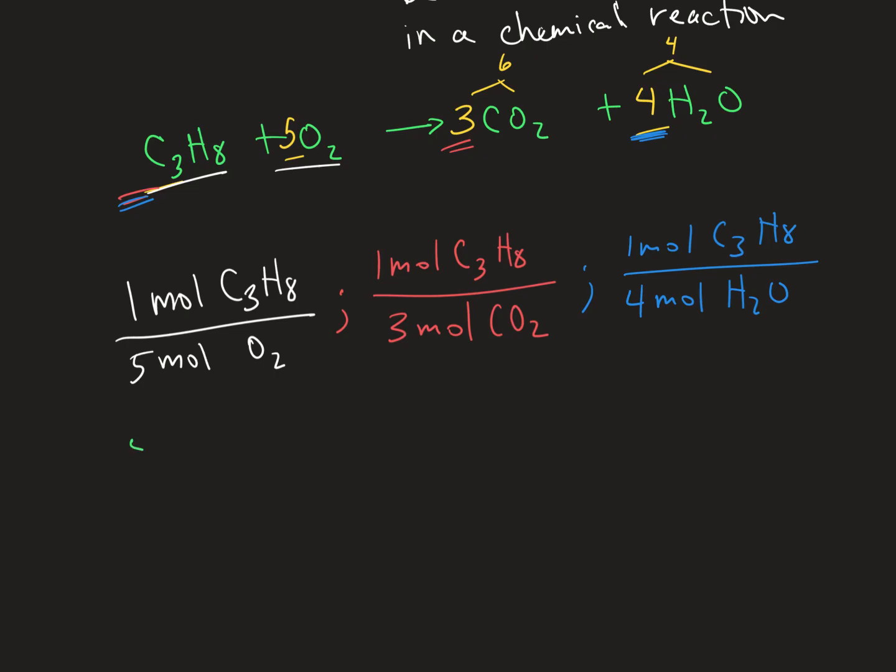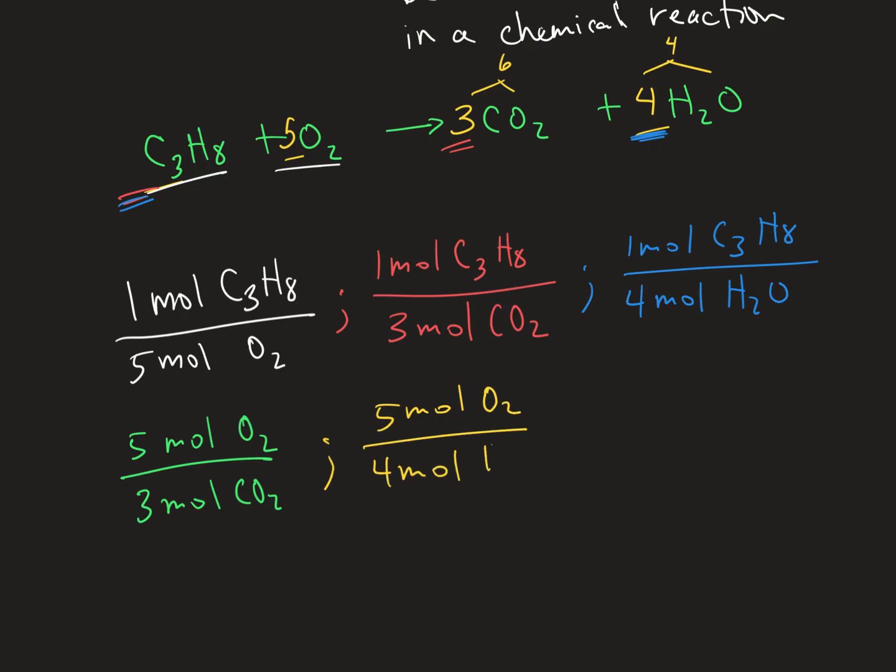Here it is. 5 moles of O2 for every 3 moles of CO2. And 5 moles of O2 for every 4 moles of H2O. And the last one is 3 moles of CO2 for every 4 moles of H2O. Does everybody understand how I got those? Every combination. Yeah, that's every combination, and then you flip all of those, so that's 6, and there's 6 more if you flip them.